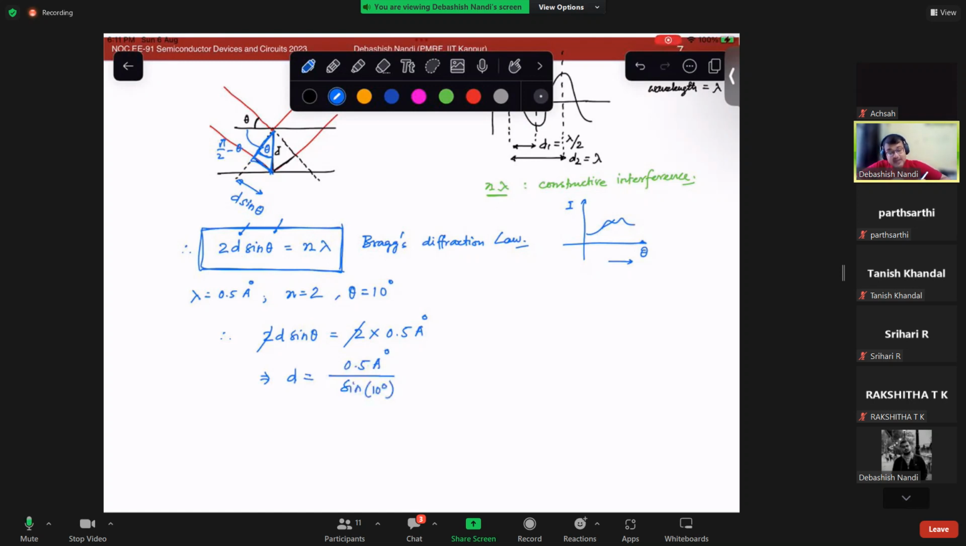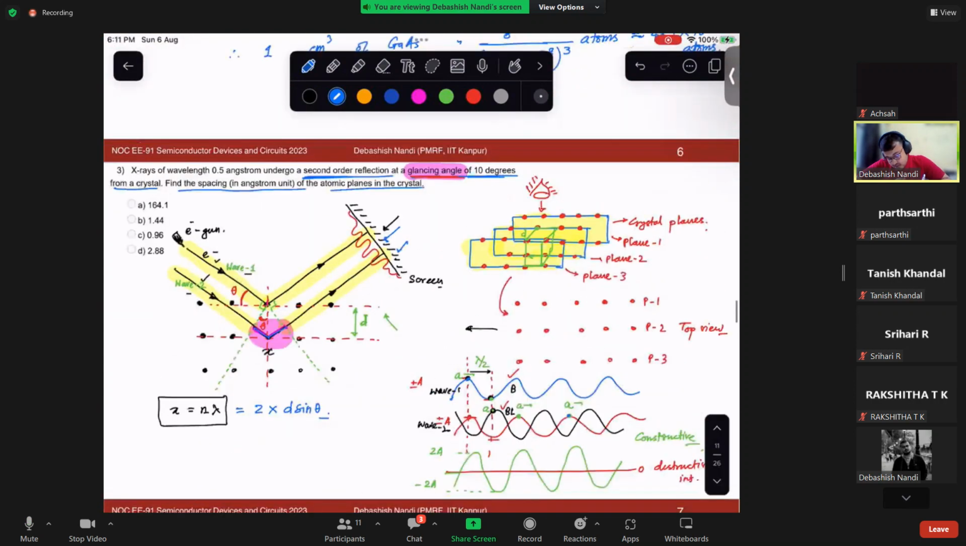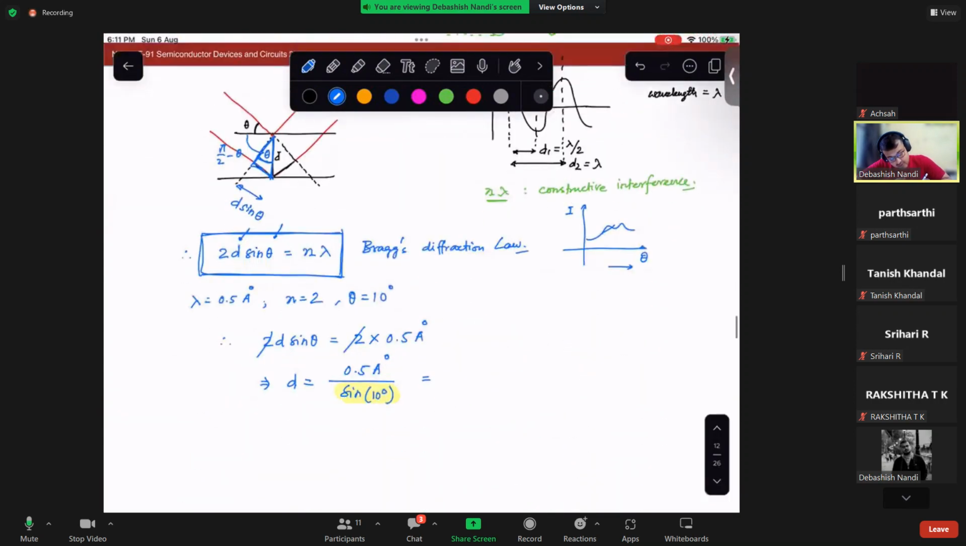What is the unit of sine 10 degree? It's a number, it's constant. Unitless, right? Yes, sir. So you see, this will come out to be around 2.88 angstrom.